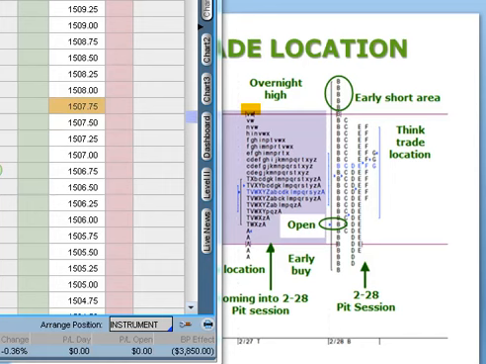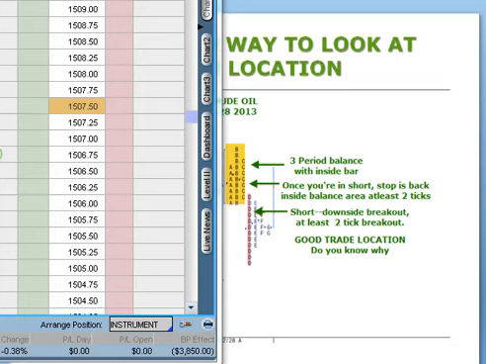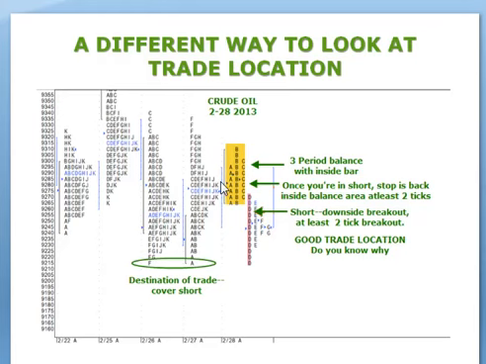Okay, let's go to the next slide. All right. Give it 1 second to populate. A different way to look at trade location, Jim? Yes. Okay. I'll give it a second. I'll tell you when it pops up on mine. Then I'll assume that everybody else can see it at the same time.